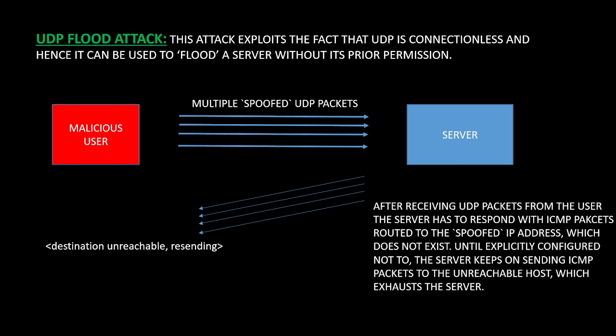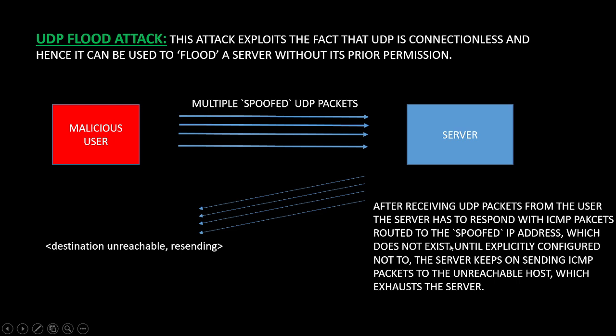So this is what happens. There is a malicious user. It sends multiple spoofed, and I have made this very important, spoofed UDP packets. And when the server receives the spoofed UDP packets from the user, the server has to respond with ICMP packets routed to the spoofed IP address, which does not exist.